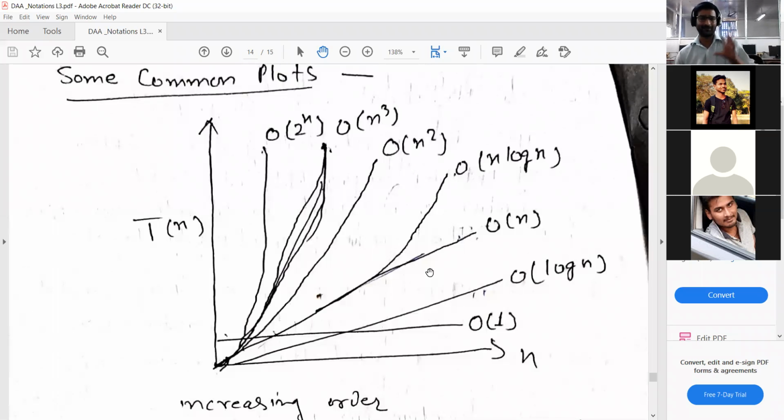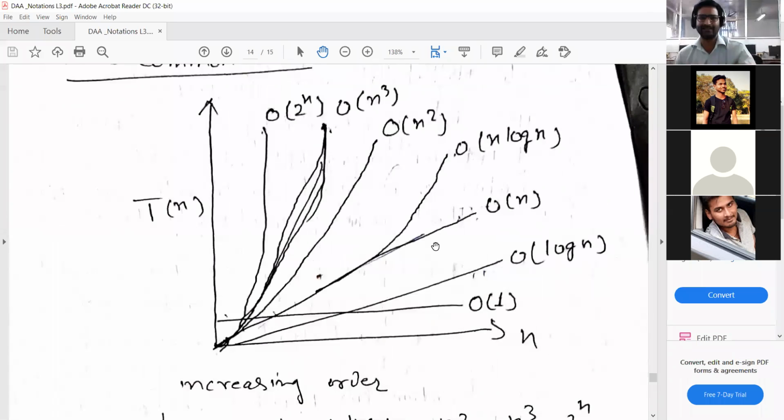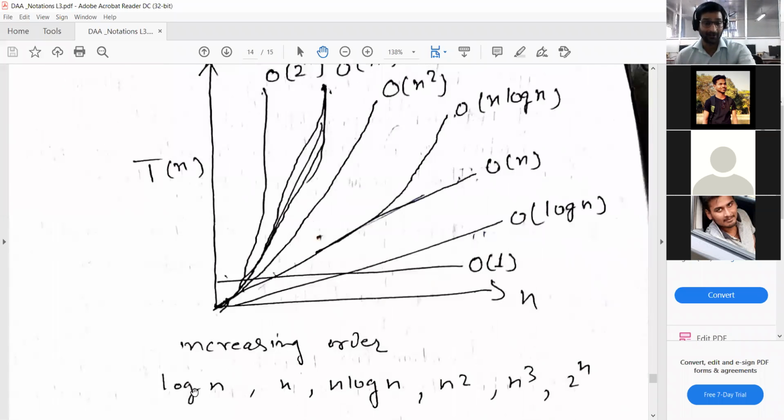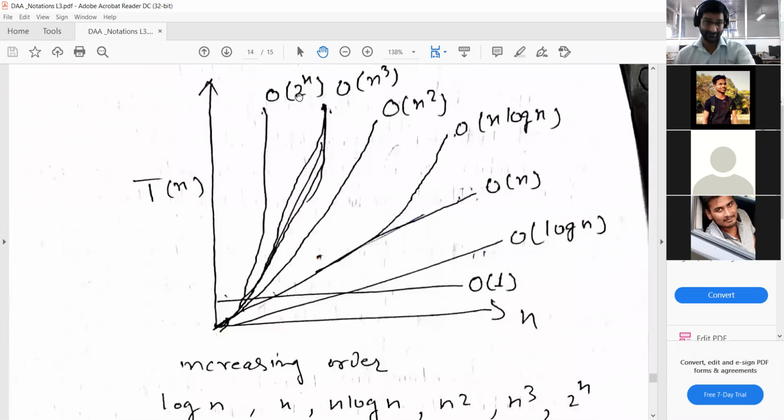By using this curve, you can easily understand the increasing order in terms of log of n is less than n. यही है ना, आप देखो log of n is less than n, is less than n log n, is less than n square, is less than n cube, is less than 2 to the power n.